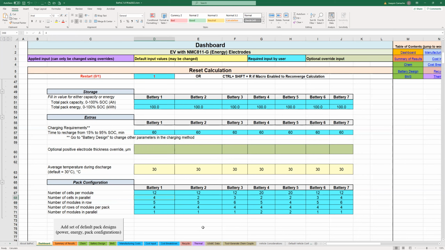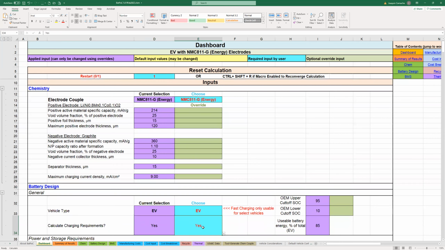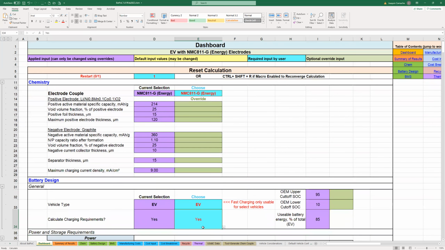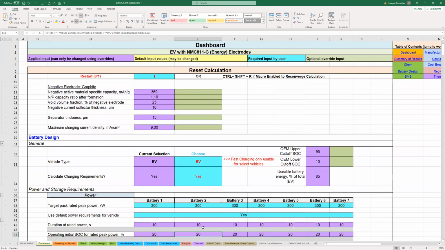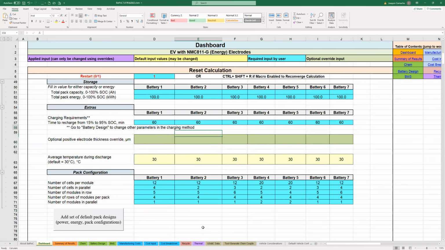Okay, so let's leave this. So this is the default. The only thing I've changed in this from when I first opened it is I changed it to a high nickel, the highest nickel in this spreadsheet, and I changed it to EV, and I changed it to calculate the charging requirements. Then once I selected the voltage requirements, it opened up this blue row here. And then, so I haven't changed anything yet.